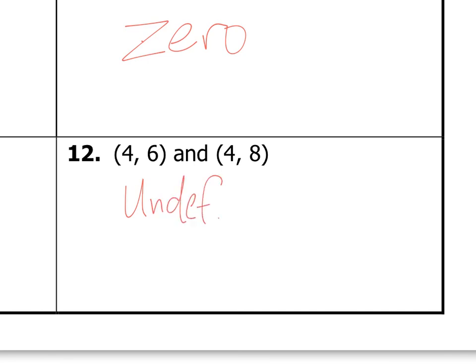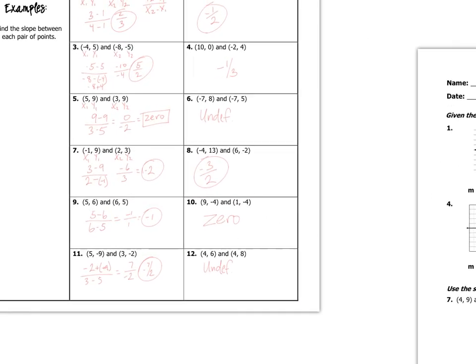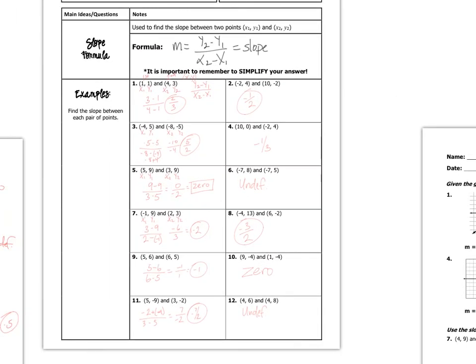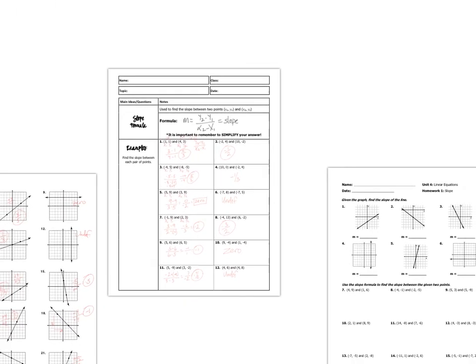undefined. Okay, again, don't think you did something wrong, right? If you get 0 or undefined on those, don't think you did anything wrong. Just go ahead and double check your arithmetic on there to make sure everything's good.